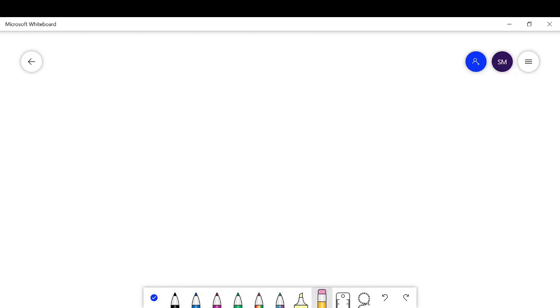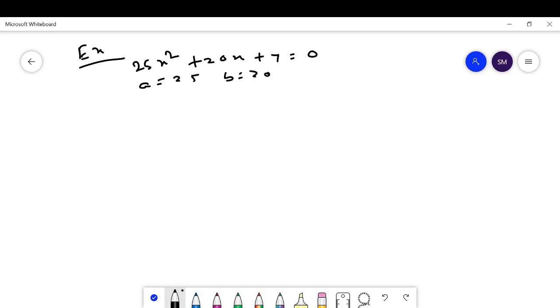Then next question. Here another question says 25x square. You students please practice your exercise and ask me doubts in my comment box. Here the question says 25x square plus 20x plus 7 is equal to 0. Then here what is A? A is equal to 25, B equal to 20, C equal to 7.